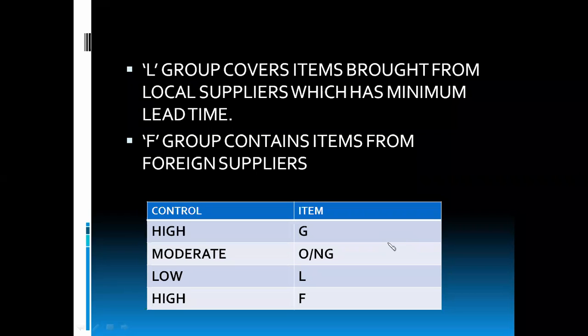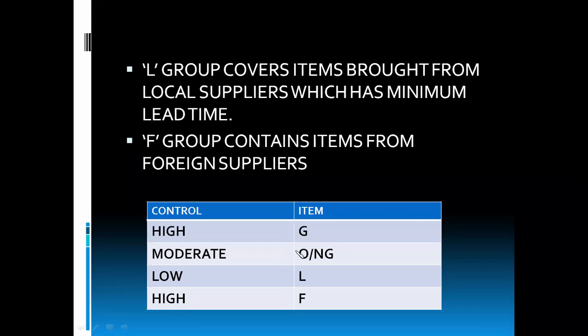F group contains items from foreign suppliers, which we might be importing from any foreign country. So what happens here? See how we have to exercise control over here. We have to exercise high control over government items because the lead time is more. That means when we are placing the order with any government organization or government supplier, we should ensure more control.